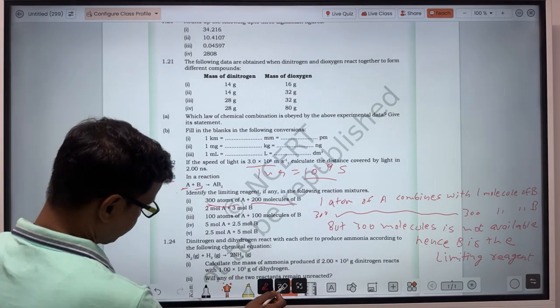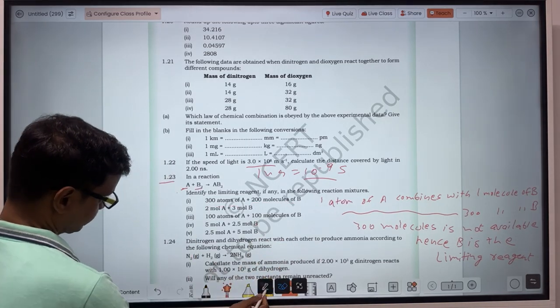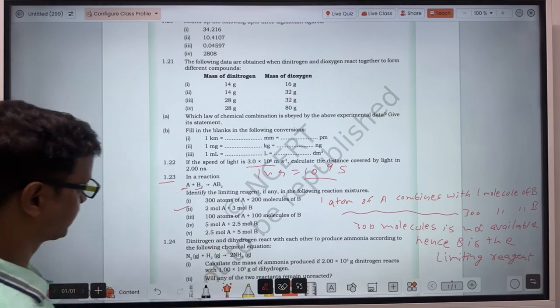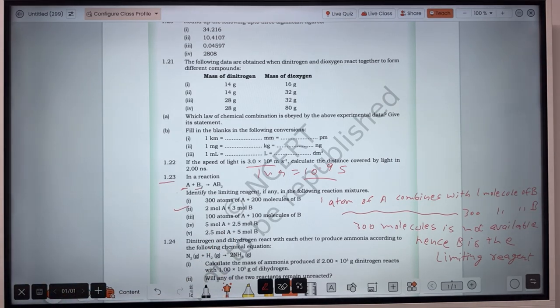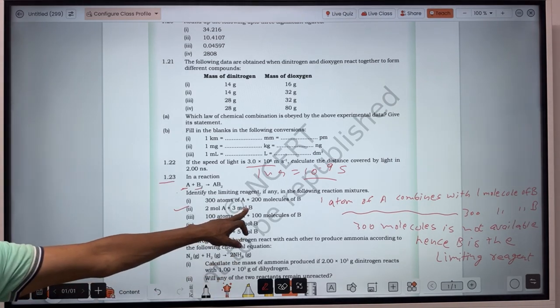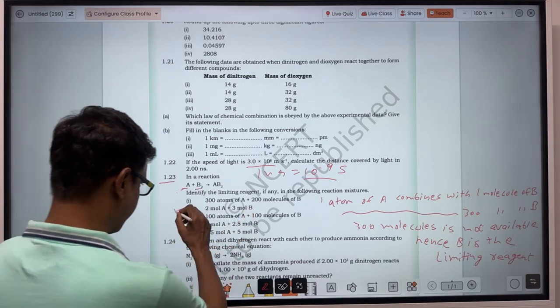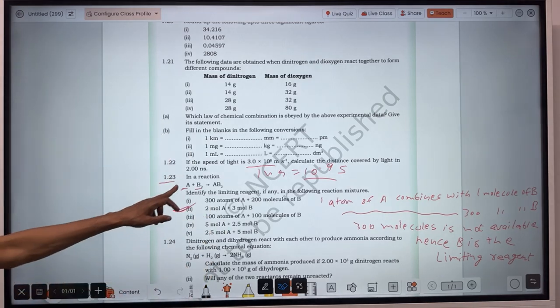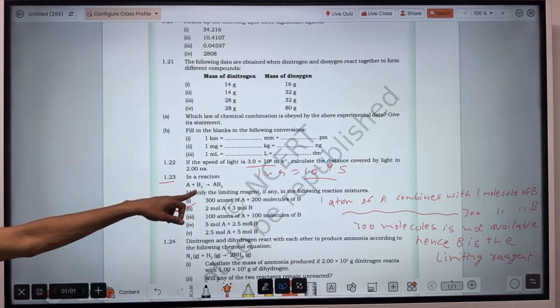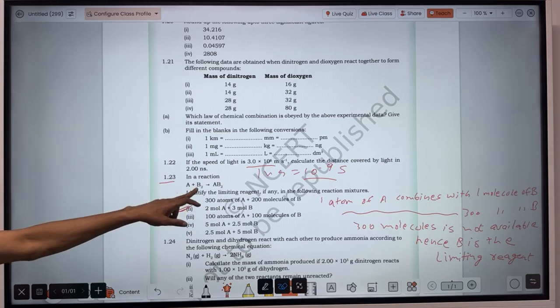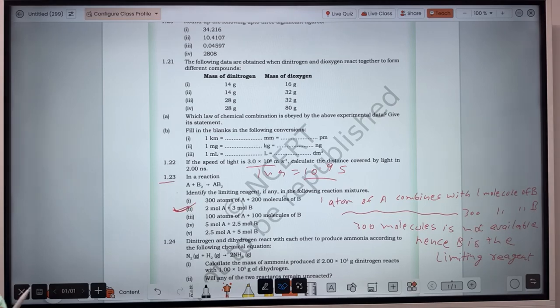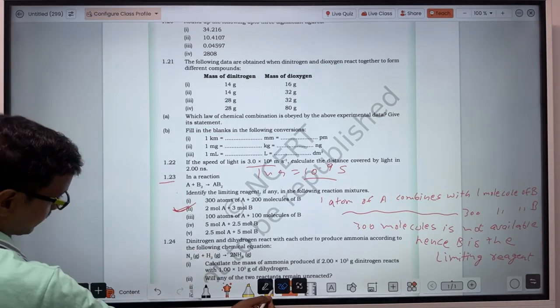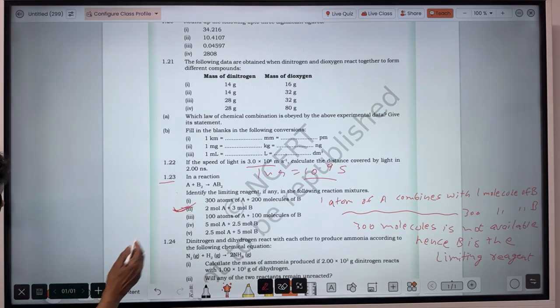Okay guys, this one. Now let's see another one. 2 mole of A combined with 3 mole B. Guys, here 3 mole B only is given, not B2. Keep that in mind, be careful. It is not B2, it is only B. So here, 1 mole of A will react with 2 mole of B, because that is the number of atoms.